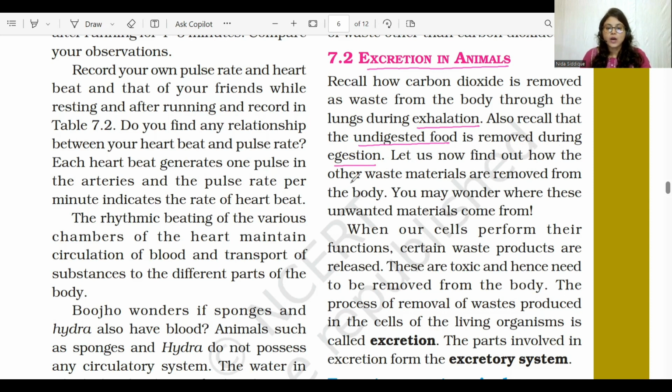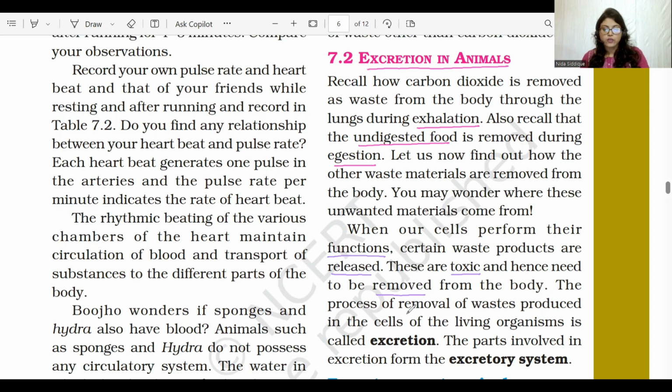Let us now find out how the other waste are removed from the body. You may wonder where these unwanted materials come from. So let us understand ये unwanted materials, ये waste हमारी body में आ कहाँ से रहा है. So when our cells perform their functions, certain waste products are released, and ये जो waste products हैं, they are toxic. Toxic means they are poisonous. Hence, they need to be removed from the body. अगर ये toxic substances हमारे body में accumulate होते रहे, so we can even die. Okay, so they are toxic and they have to be removed from a body.